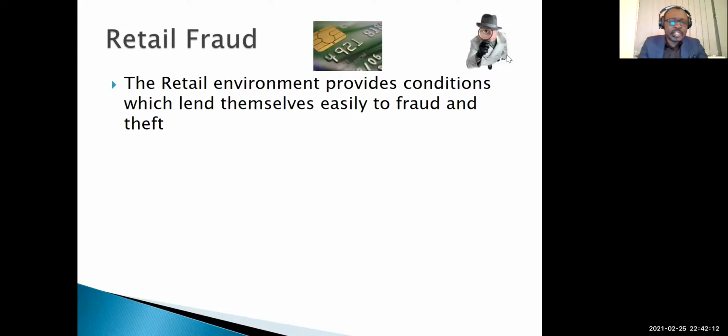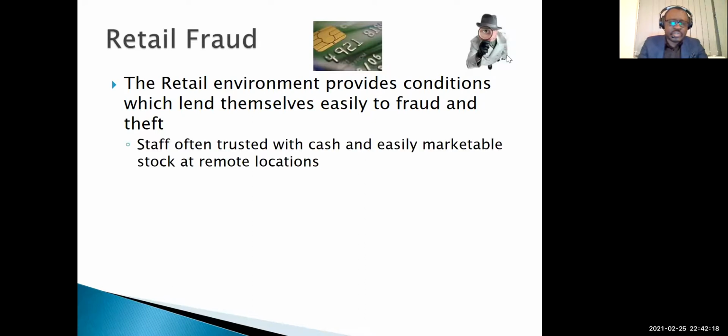It is sad. Retail fraud, okay, the retail environment provides conditions which lend themselves easily to fraud and theft. So some staff, often trusted with cash, could easily get rid of it. So an easily marketable stock at remote locations. So you are trusted with cash, they go out, they sell, they pocket some, they can come back and report.